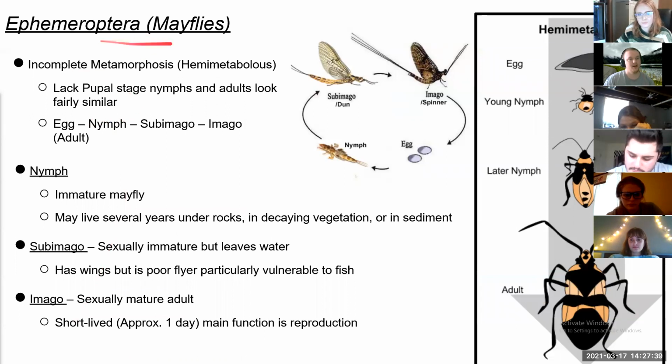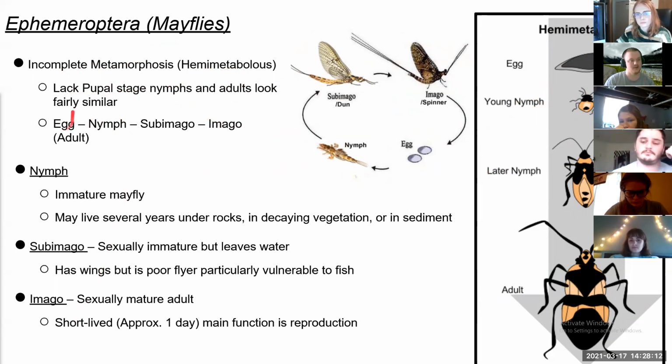So the Ephemeroptera, or the mayflies, exhibit incomplete metamorphosis, otherwise known as hemimetabolous metamorphosis, where they lack a pupal stage, essentially this nymph stage, which is the immature aquatic stage here. So after they hatch, they look fairly similar to adults. They simply lack wings, but they will have a pad where the wings will develop.